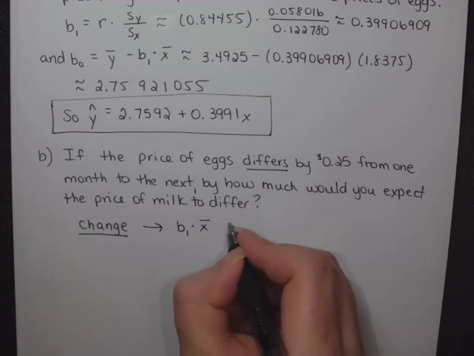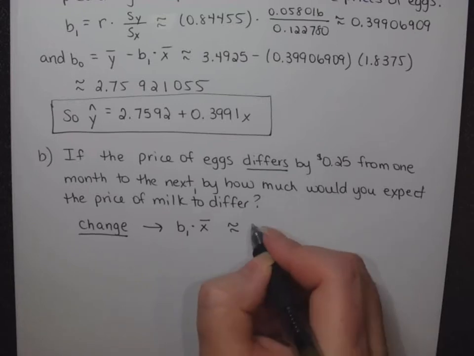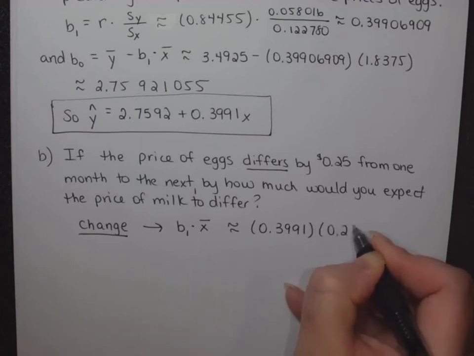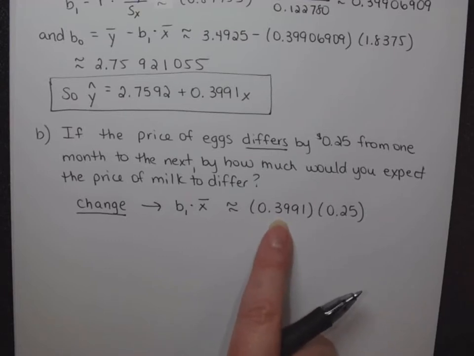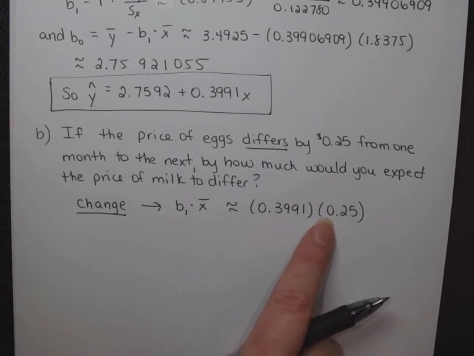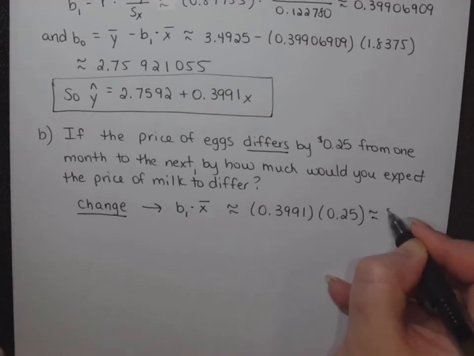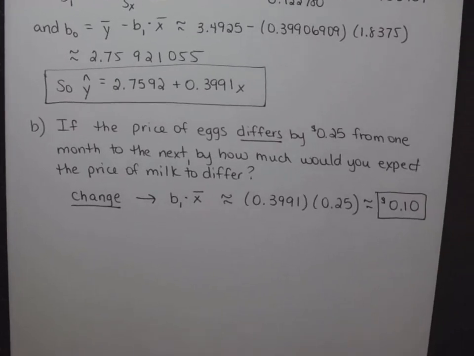So a quicker way to do it, although you could again make up 2 prices and then figure out the price of milk for each of those prices of eggs and then compare them, but you also can do it this way. You can just multiply by the rate of change and then times that change. So it's this value, which is our b sub 1, and then times the change in x. If you work that out, you get about 10 cents. So that would be the quicker way to do that one.